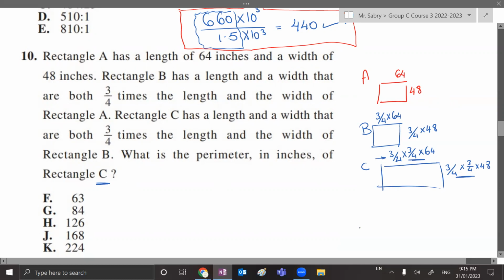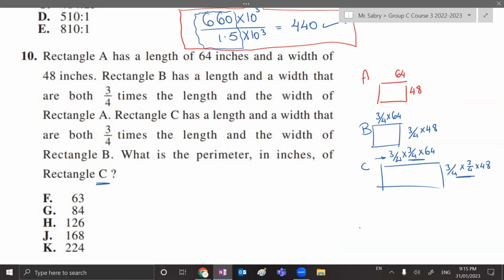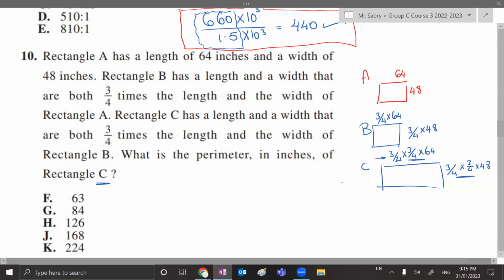So 3/4 times 3/4 times 64, then the length here would be 36, and then 3/4 times 3/4 times 48, the width here would be 27. So the perimeter would be to add all of those sides up. So it's 36 plus 27 times 2, which is 126 total.